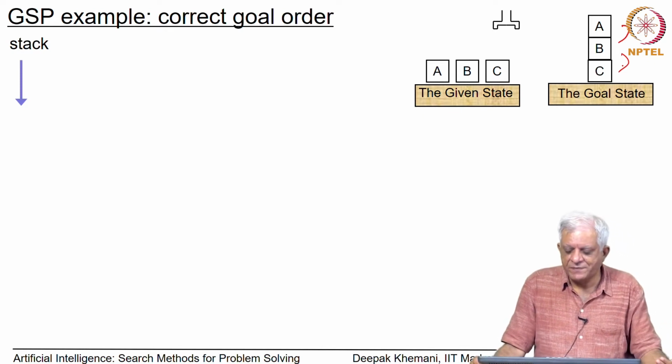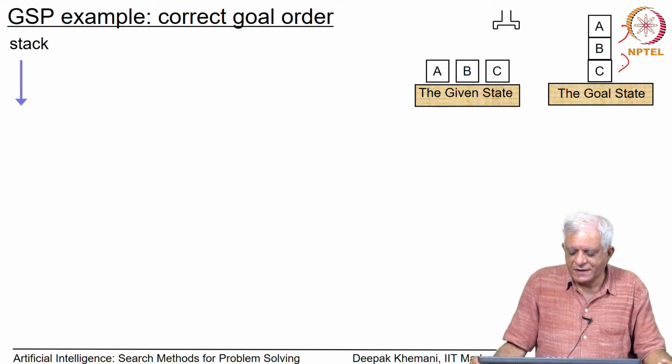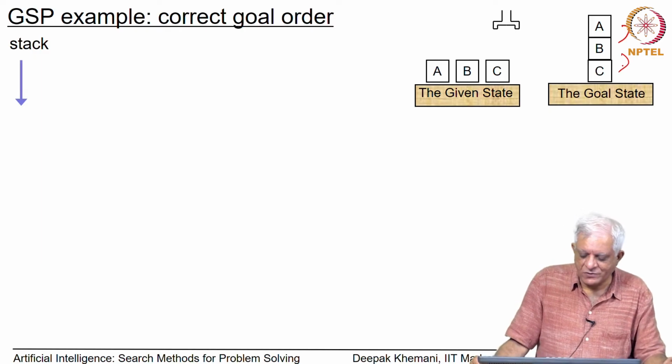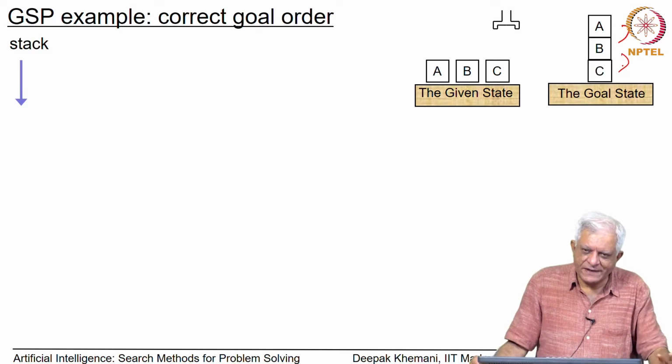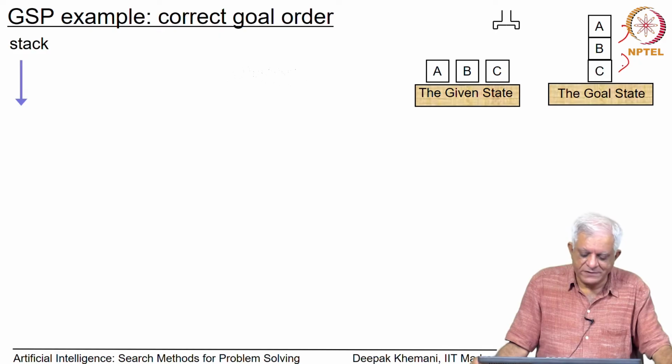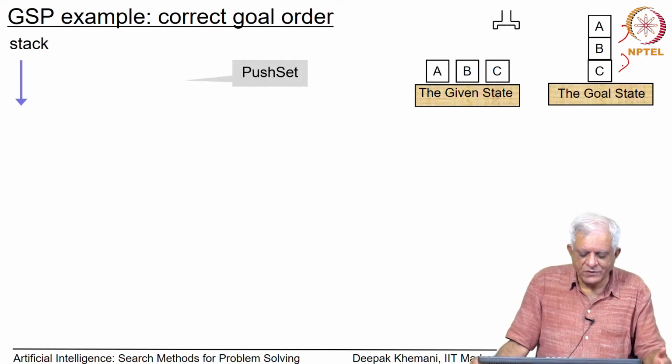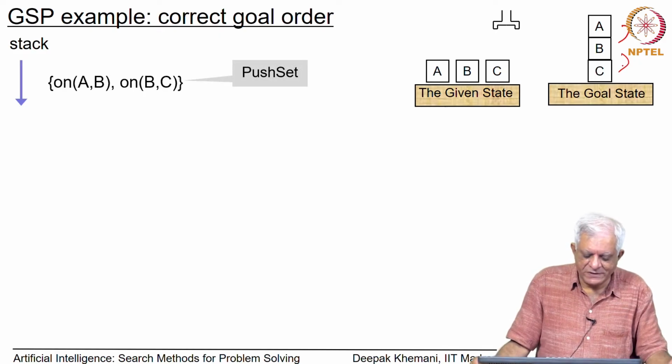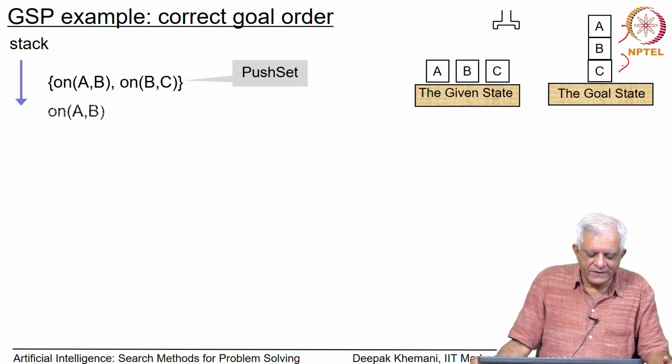Now, what is the correct order? If you look at this problem, you should first solve B on C, and then you should solve A on B. That is the most logical thing to do. So, let us see how goal stack planning works, just to illustrate the algorithm when it happens to choose the correct order. So, it pushes the goal set. The goal set is on A B and on B C, and we are assuming that the order is correct, and it pushes the 2 goals on A B and on B C in that order.